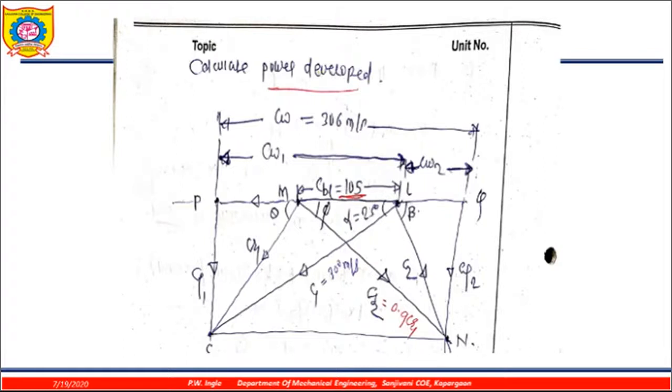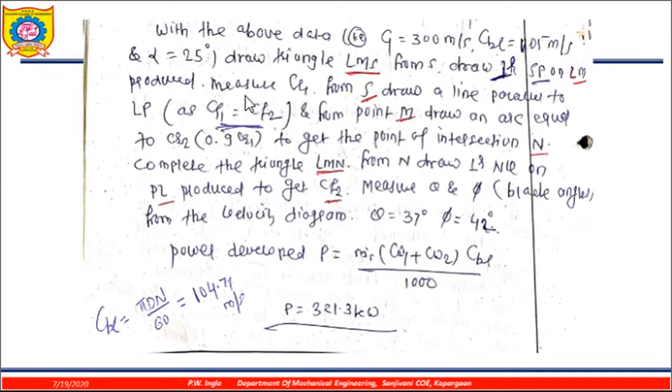So this is a normal velocity angle. With the above data, you have to draw the diagram. You have to do it by practice. This problem is also solved by using graphical construction.